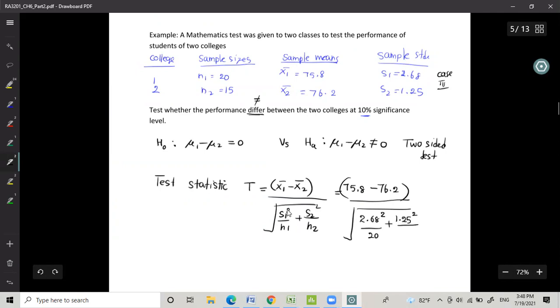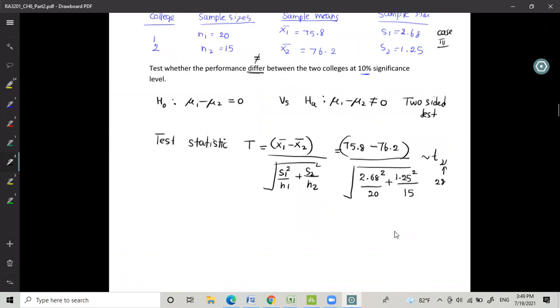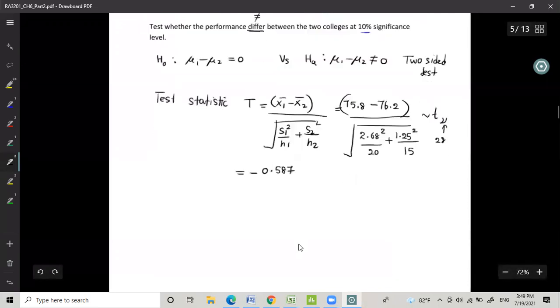And n2 is 15. This follows a t distribution with the degrees of freedom nu, and I'll give you this. It's going to be 28. So I used that formula and found that the degrees of freedom is 28. So let's use it. What is the test statistic? If you do this calculation, you will end up with negative 0.587. So please do the calculation and check whether you can get the same answer, right? Negative 0.587.